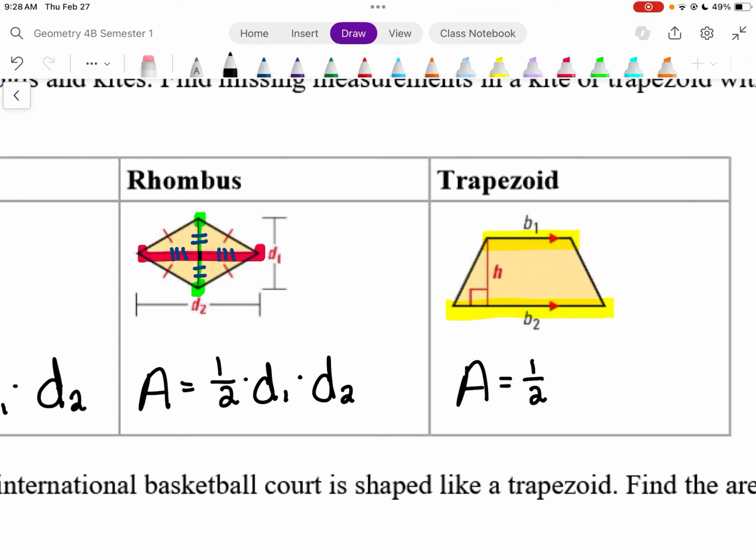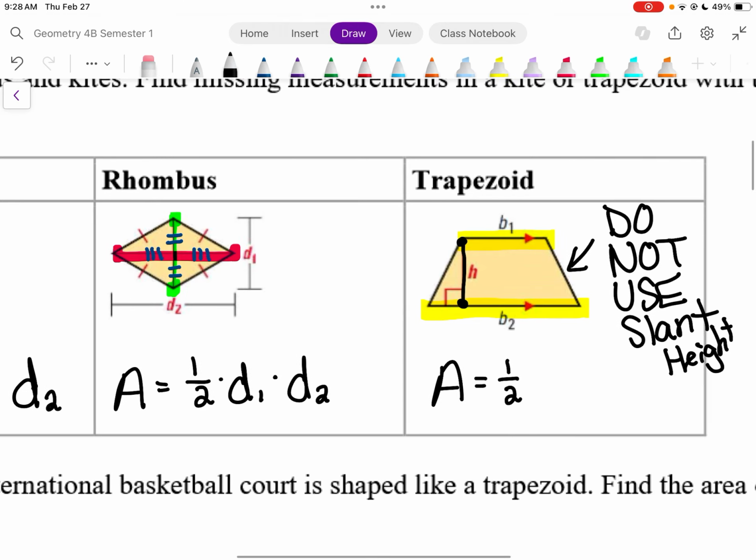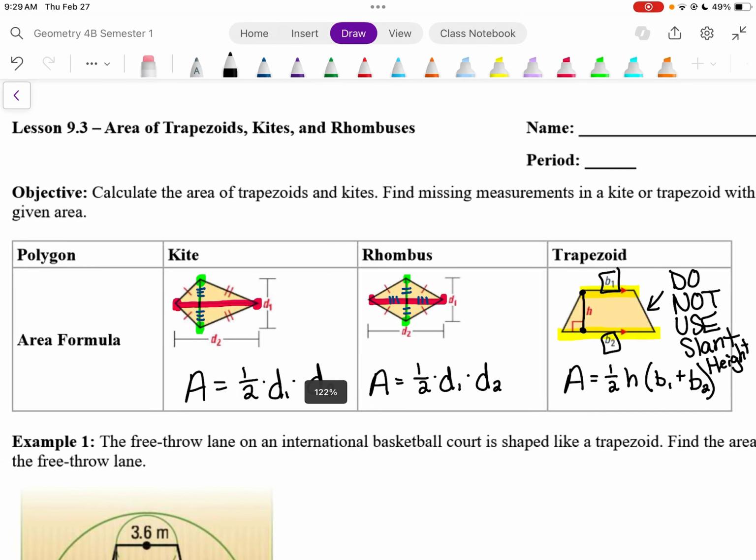The area formula for this is going to be 1/2 times the height. And just like with a triangle, we want it to be the vertical height. Do not use the slant height. Okay. So this one is 1/2 the height, and then we are going to take base 1, whatever that length is, plus the length of base 2. Awesome. So then that gives us our 3 area formulas.